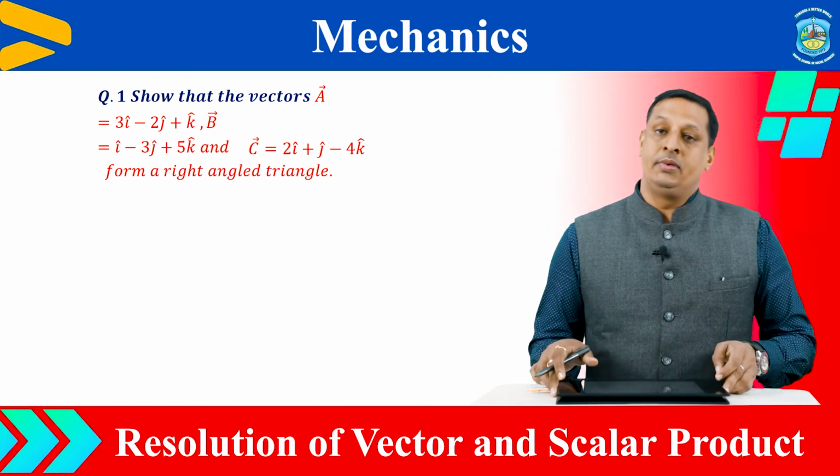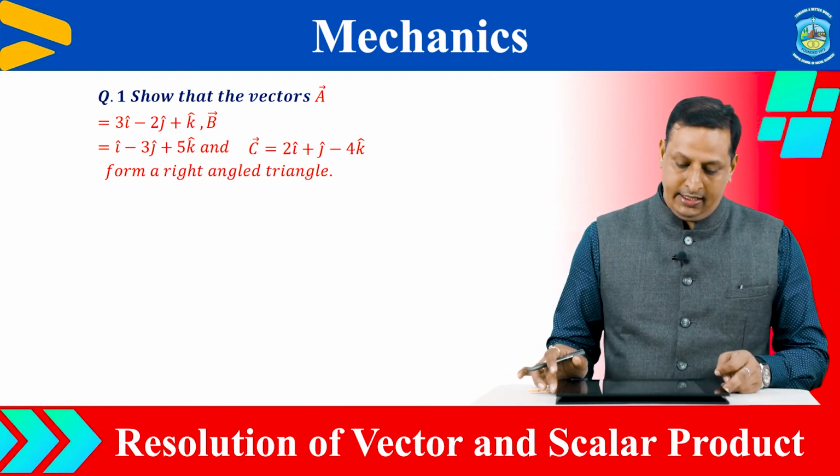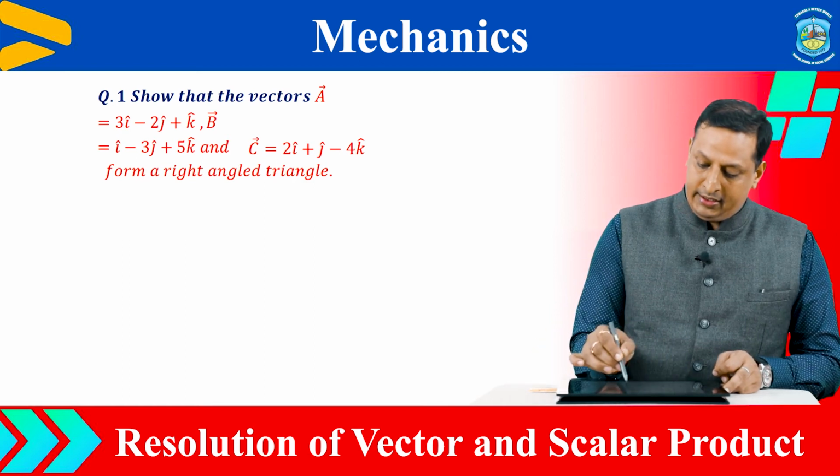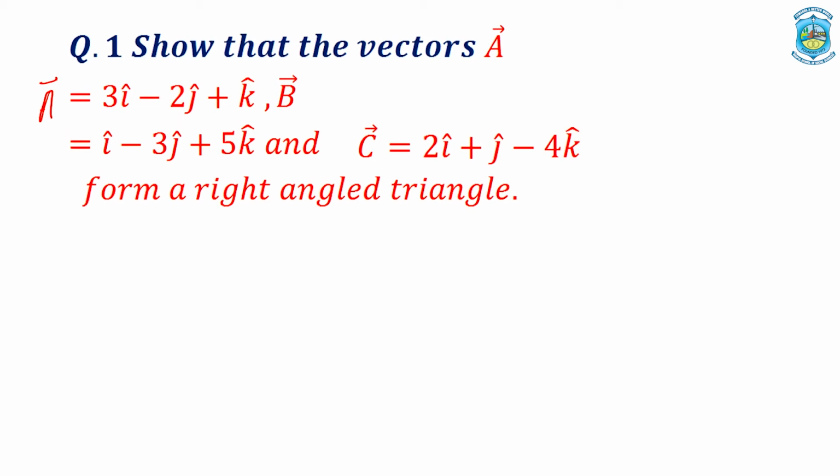Now, let us solve some numerical problems based upon this discussion. The very first question we have taken is: show that the vector A, which is equal to 3i cap minus 2j cap plus k cap, a three-dimensional vector, another vector B, that is i cap minus 3j cap plus 5k cap, and one more vector, that is C vector, form a right-angled triangle.